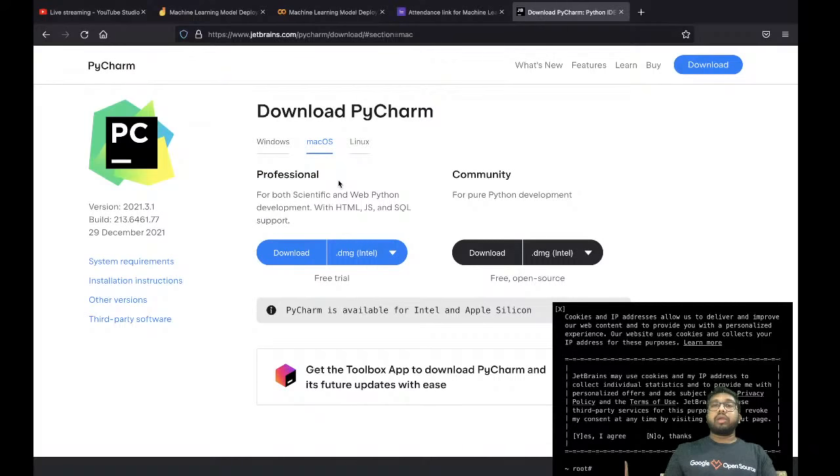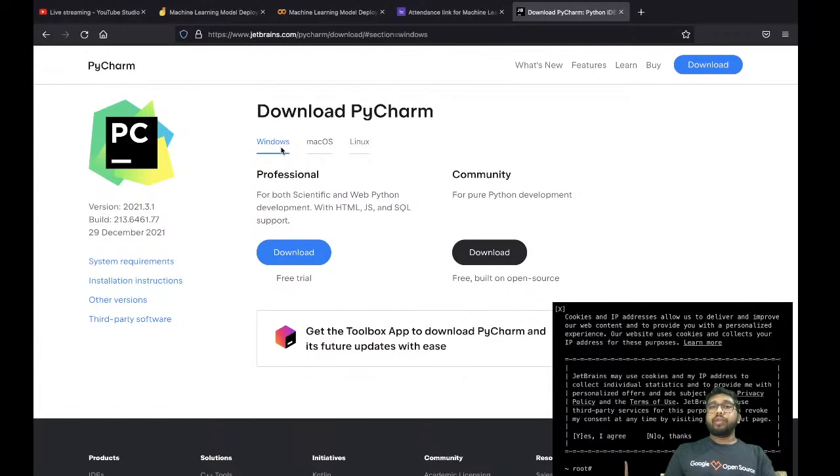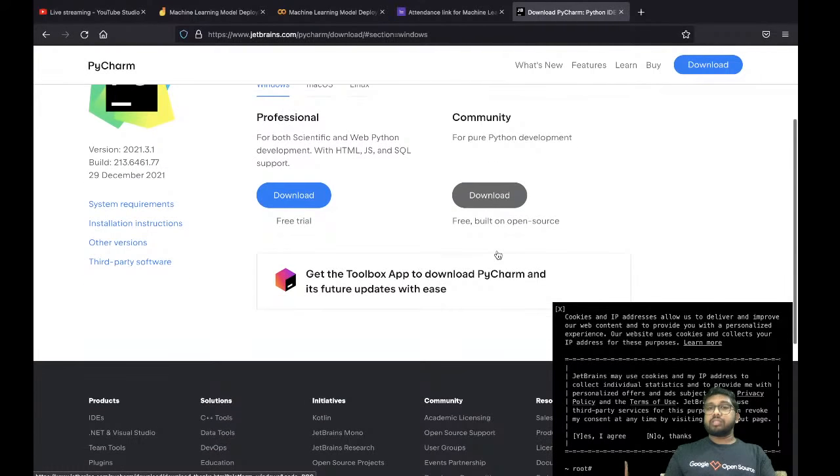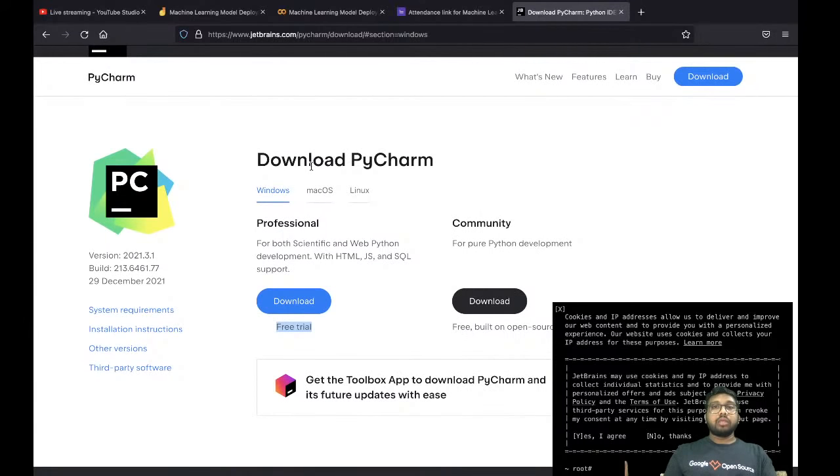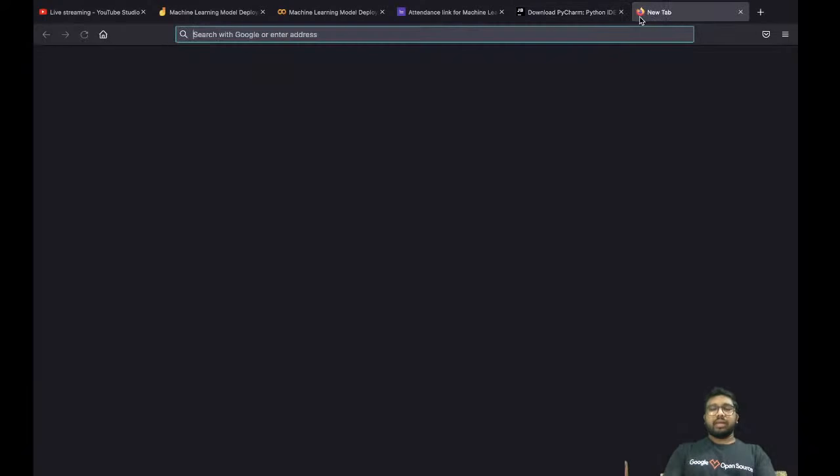If you want to use the professional version for free, you can sign up for the GitHub Student program. It's a student program where you get access to a lot of software at free of cost, right? So you can go with that. If you're working on Windows, just download the community version, because it is free of cost. If you download the professional version, it is a free trial, which means at a certain point of time, they will ask you to purchase it. So there are two ways. If you want to use professional, kindly go with the community version. If you want the professional version at free of cost, sign up for GitHub Student. Let me show you this.